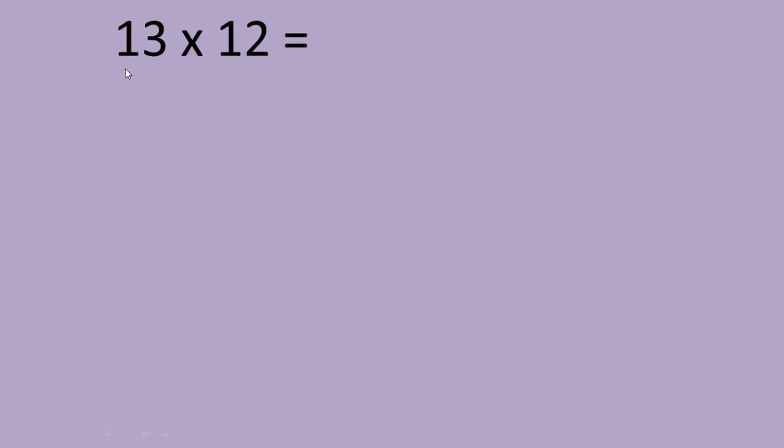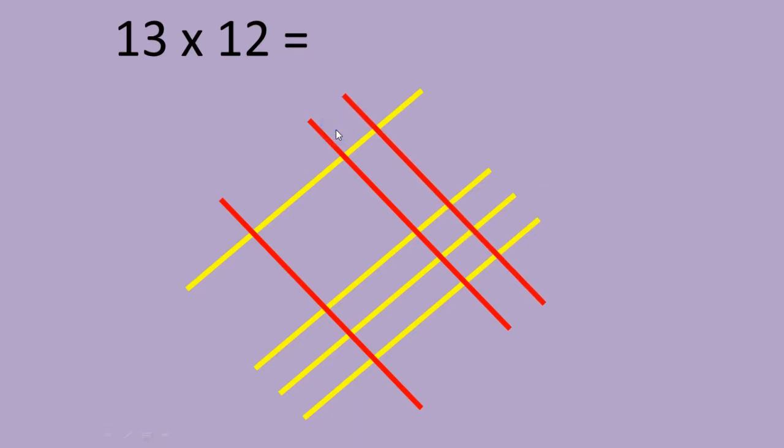Hello guys, for our first example, we have 13 times 12. So we're going to draw the lines diagonally from left to right. For the first number, we have 1 and 3. So we have 1 line, then space, then 3 lines. Then the next number, 12: 1 line, space, then 2 lines.